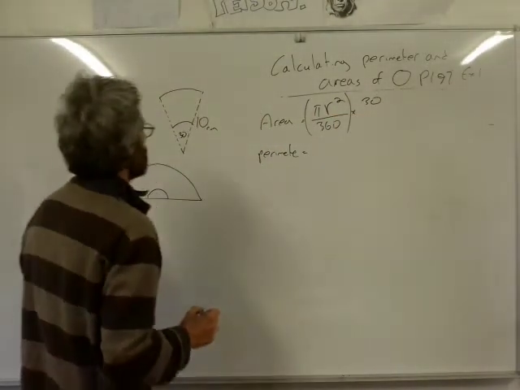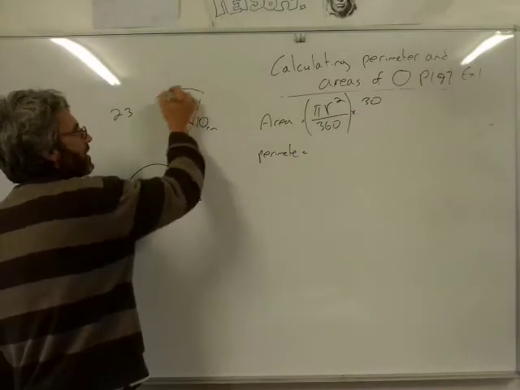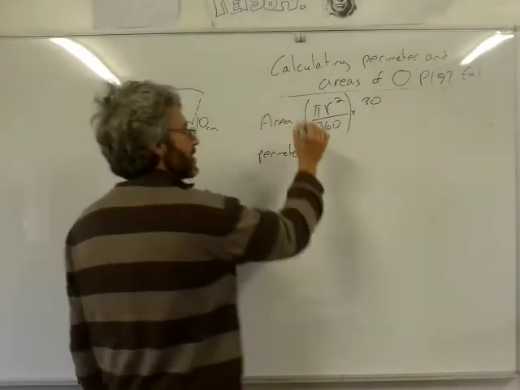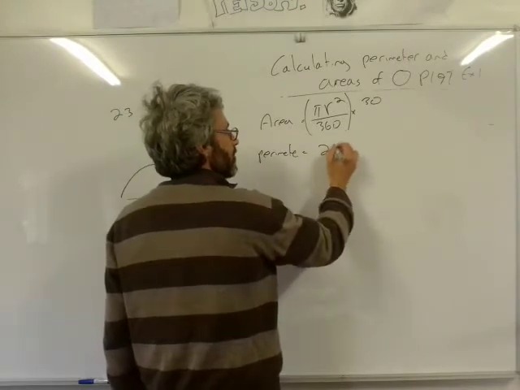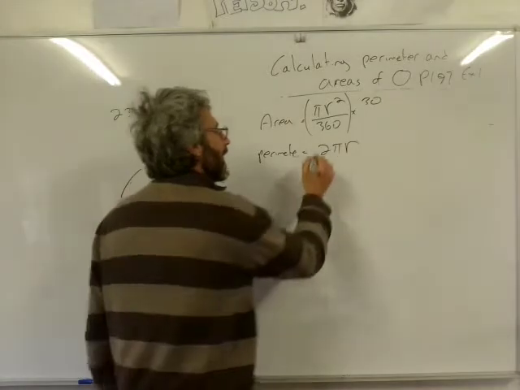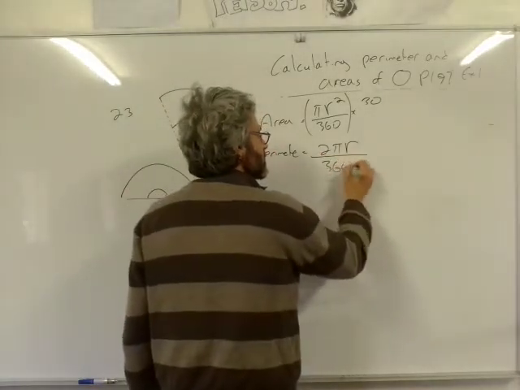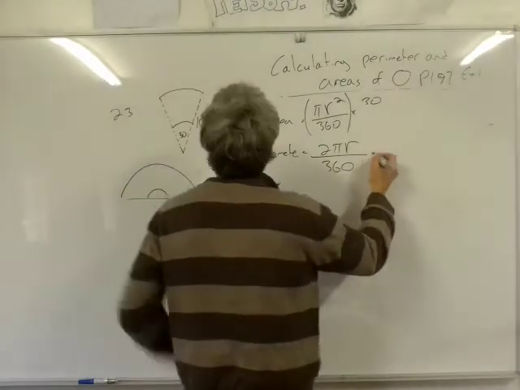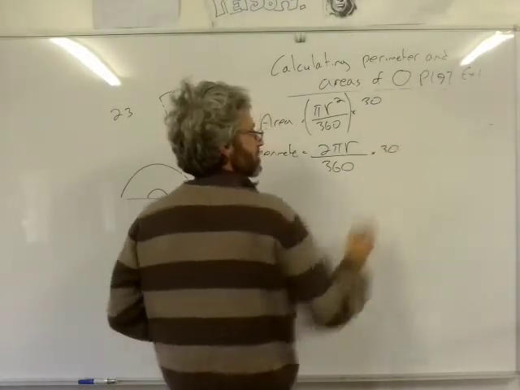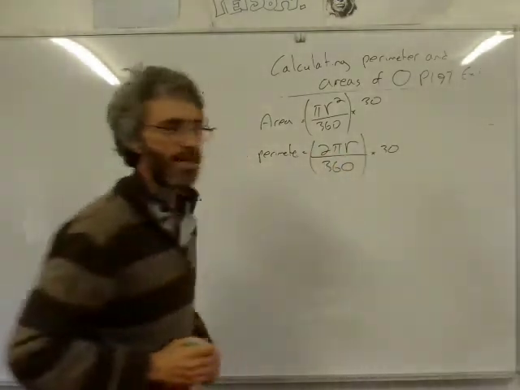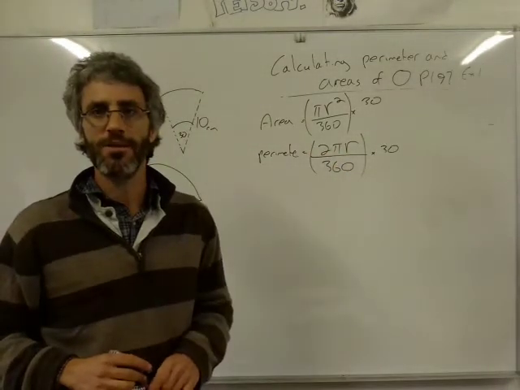Now, what about the perimeter? Because I have a dotted line, I'm not going to count that, I'm not going to build a fence here. I will do exactly the same. I'll take the formula for the perimeter, 2 pi r. I'll divide it by 360, the number of degrees in a circle, and I'll times it by the angle that I have in this case. And again, I'll put that in the calculator just as it is, and I will get the answer.